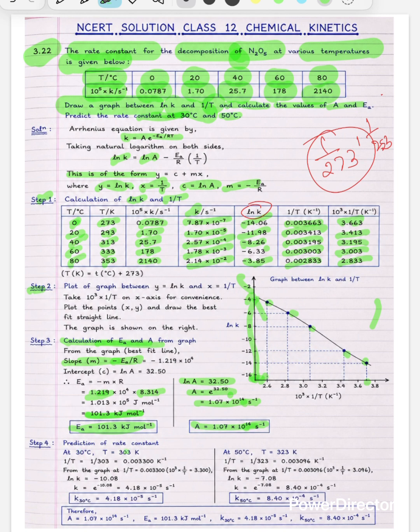Now predict the rate constant at 30 degree and 50 degree. You can use the straight line formula, or we can also solve using the formula ln K is equal to ln A minus EA by R into 1 by T. You can easily calculate ln of K, then convert it into log base 10, and then take the antilog of it, because you know A, R, EA and T, everything. We can also solve using this formula.